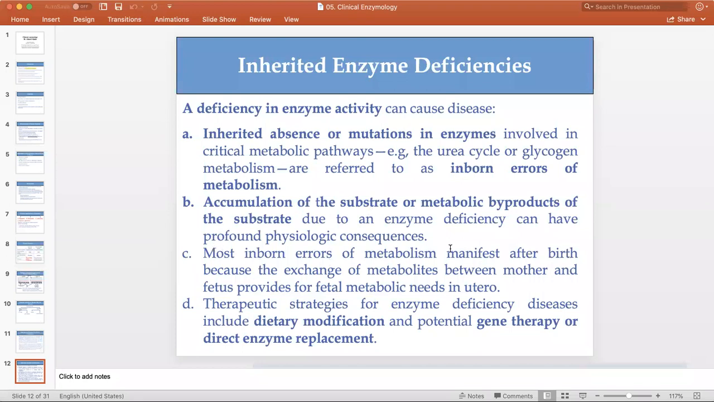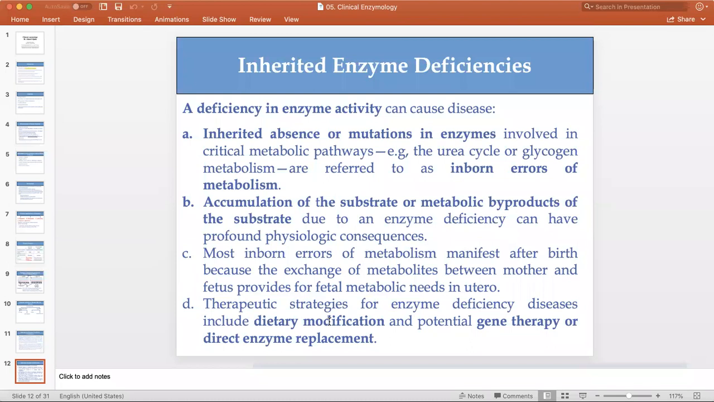Most inborn errors of metabolism manifest after birth because of the exchange of metabolites between the mother and the fetus in utero. Therapeutic strategies for enzyme deficiency diseases include dietary modifications. So the first thing is you have to modify their diet. If they are deficient in certain enzymes, we don't give a substrate as their diet. So we replace this substrate with something else so that they no longer require the enzyme for the conversion of the substrate. That's the first thing.